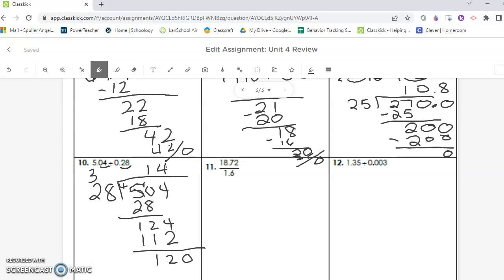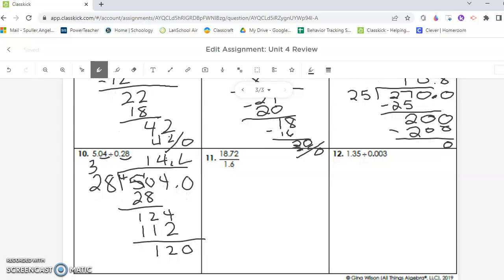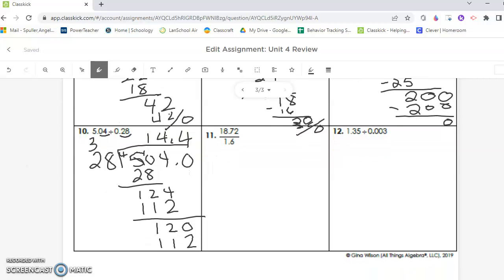And we said we can add a decimal and a 0. Oops, I knocked the 0 there. 0 here. Bring it down. We know it goes in 4 times. Gives me 112 again. Gives me 8. Bring down another 0. And I could keep going on, but I'm just going to leave it at that. That's as close as I'm going to get it right now.